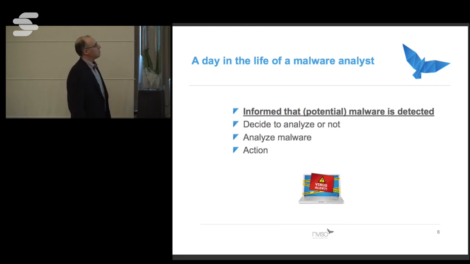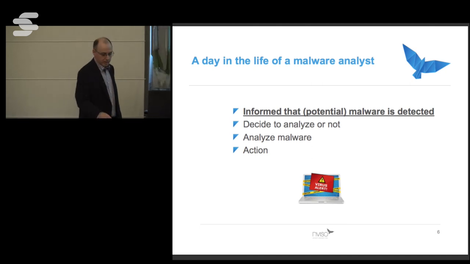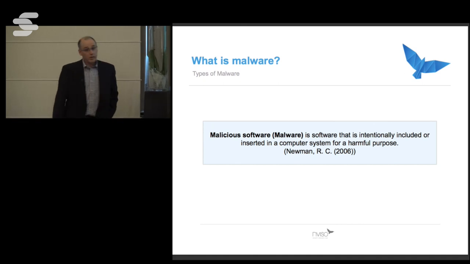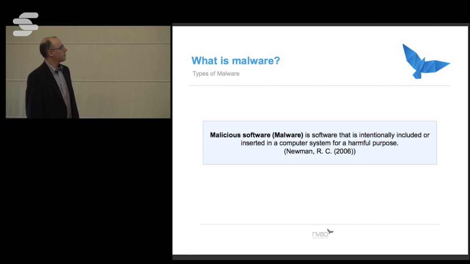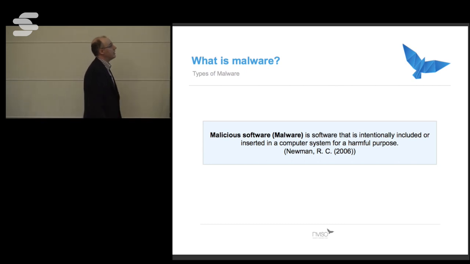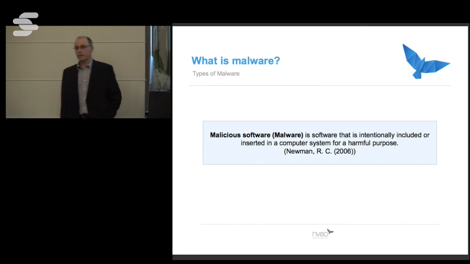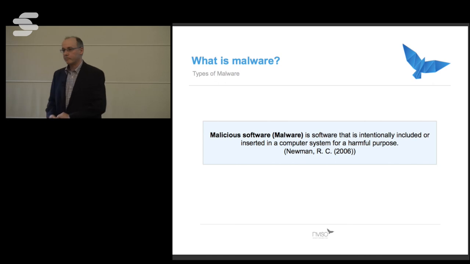So first of all, I'm informed that malware is detected, potential malware. So what is malware? According to this definition from Newman, malicious software is software that is intentionally included or inserted in a computer system for a harmful purpose. Okay, so malware is malicious. Yeah? Okay, now that's already subjective.